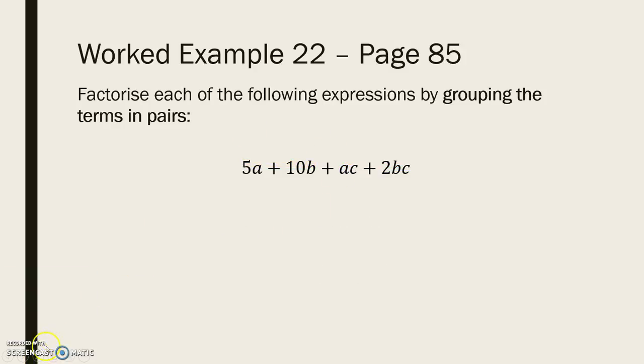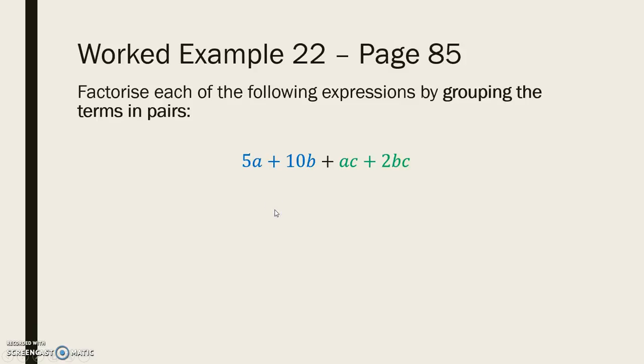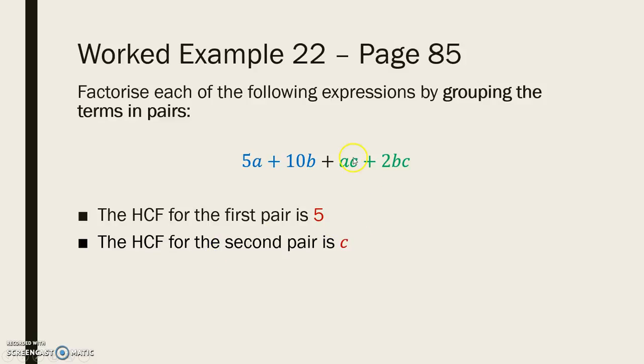So we're going to factorise 5a plus 10b first. So the highest common factor of that, there's no common pronumerals, but 5 and 10 are a common factor. So what I've done is colour code them here to make it easy to see which pair we're talking about. I'm going to start with the blue one. As I said, the highest common factor for the first pair is 5. The highest common factor for the second pair, there's no common coefficient, so the only common things there are the c pronumerals. So c is a common factor. And we factorise those pairs.